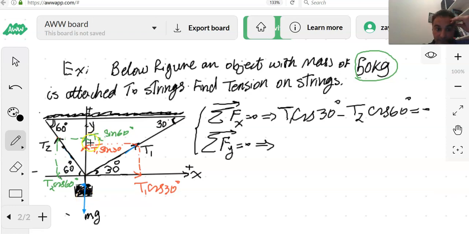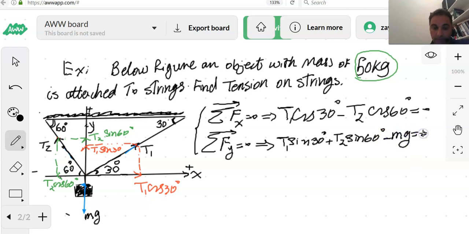It is 3, because you see two forces are on the top on the y-axis and one is down. So the green one and the red one are on the top, and this blue one, mg, is down. So it will be T1 sine 30 degrees, correct, plus T2 sine 60, am I right, minus mg equals 0. Done.